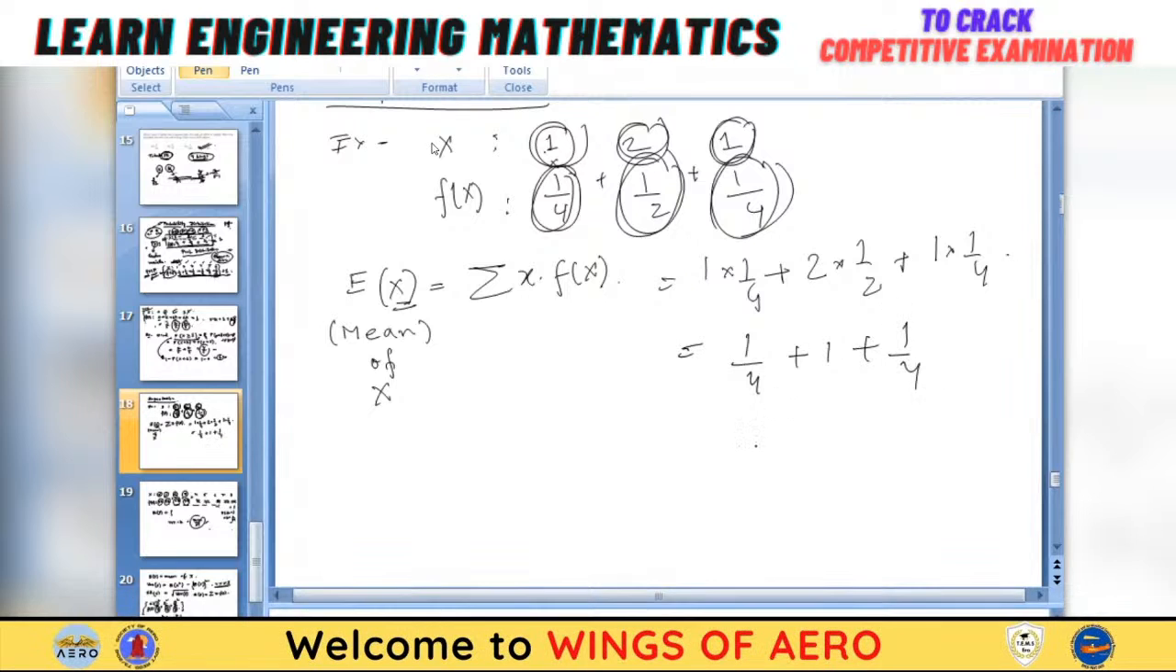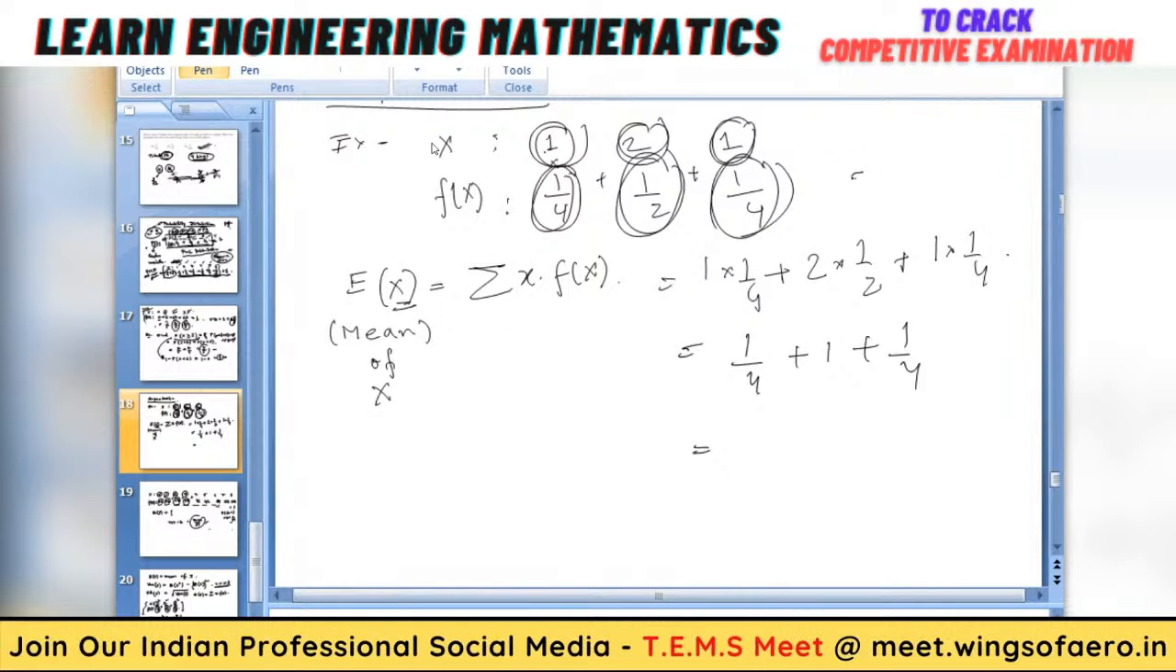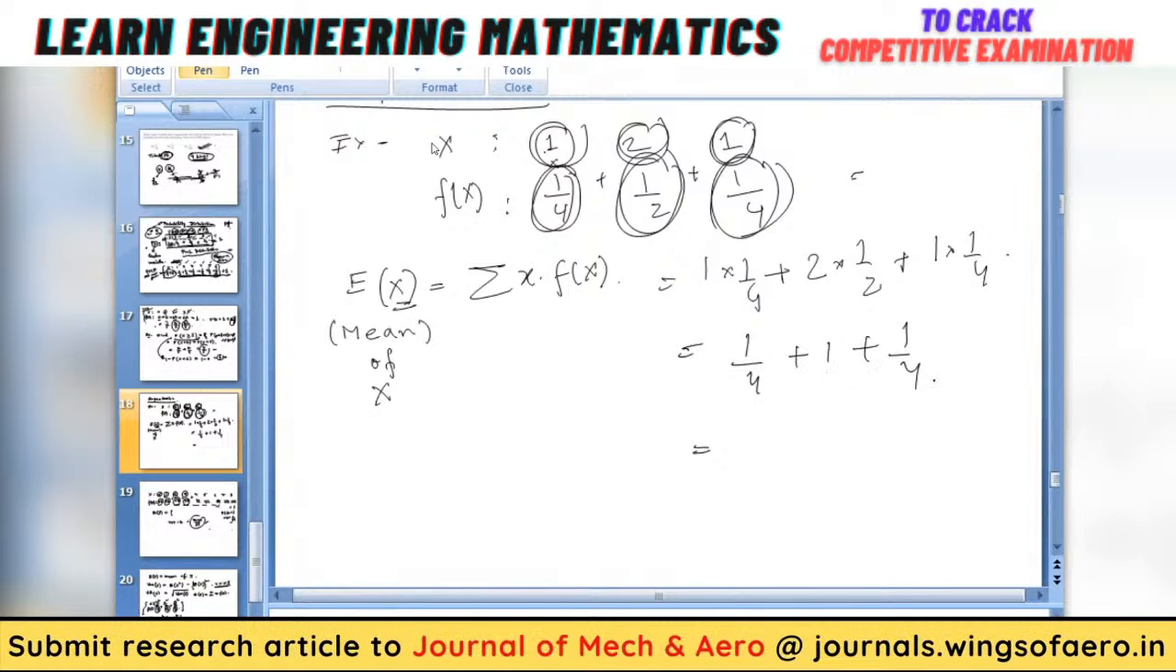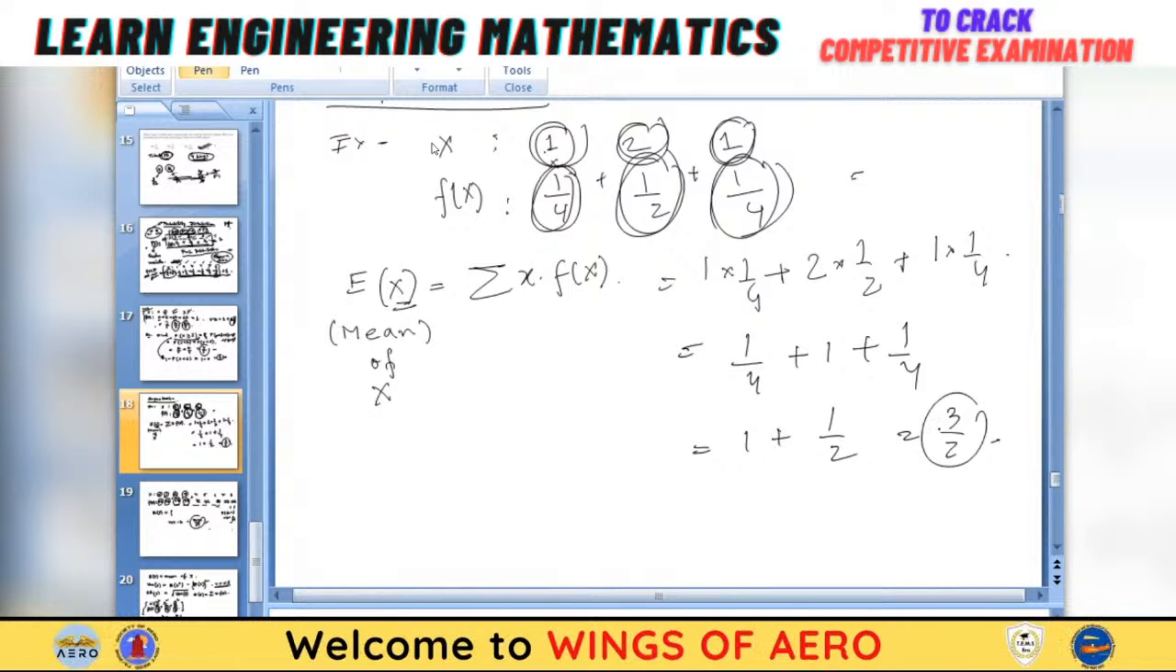Okay, let's find out. For the same distribution, the expectation of x is 1 by 4 plus 1 plus 1 by 4. So 1 by 4 plus 1 by 4 means 2 by 4, which is 1 by 2. So it is 3 by 2, that is 1.5. 3 by 2 is the expectation of x.